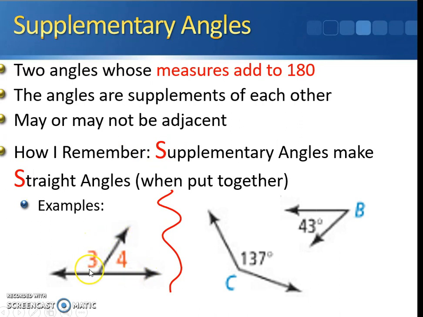So for example, this right here, angle 3 and 4 are supplementary angles because they are 180 together. When you add these two, it's on the straight line, and then these two are actually adjacent. Angle B and C are not adjacent, they're just two separate angles, but when you add them, they are 180, so they are considered supplementary angles.